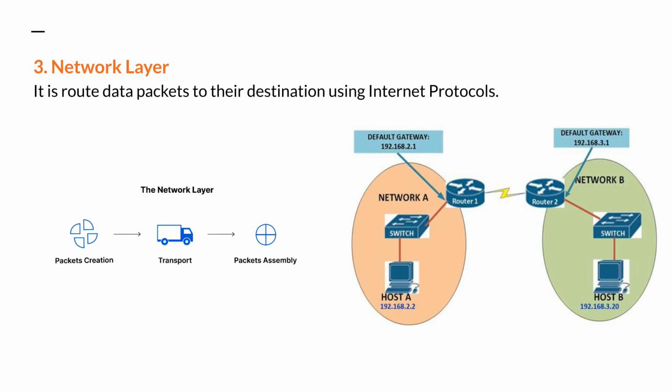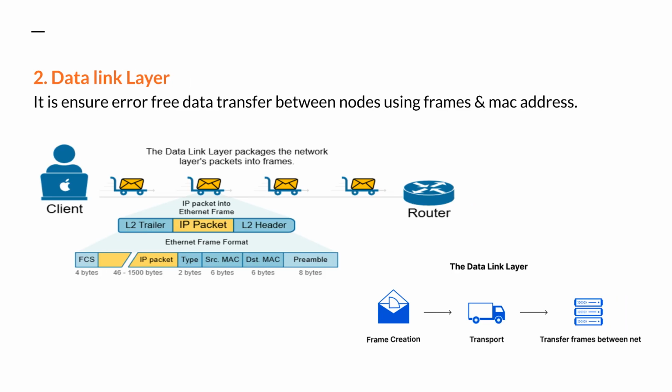Layer 3 is the network layer. Its function is to route data packets to their destination using internet protocols. Layer 2 is the data link layer. This layer ensures error-free data transfer between nodes using frames and MAC addresses.